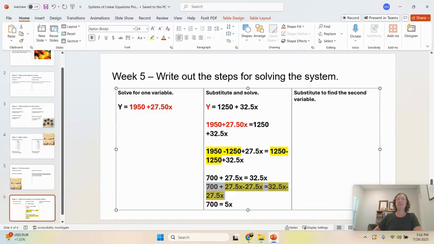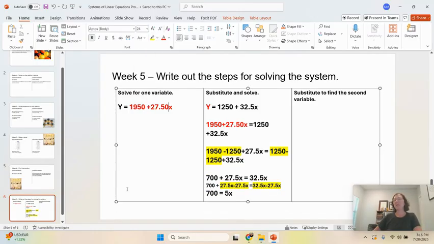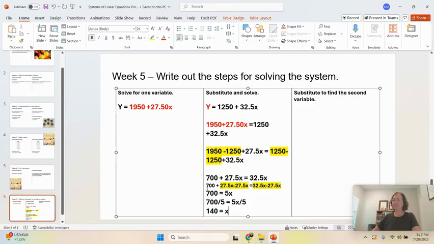Okay, if you want to put that on one line, you can make it smaller. That would be easier to see. Okay, last step then. I got to get rid of the 5. And I'm going to do this one not by subtracting. This one I do by dividing. I do that because the 5 is being multiplied times the x. So 700 divided by 5, it's going to give me 140 equals x. Column 2 is now done.